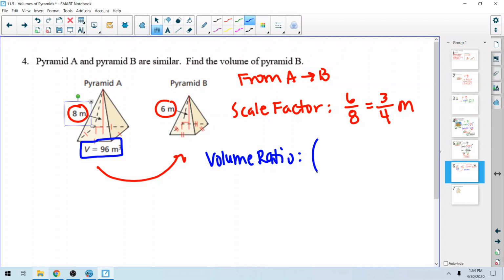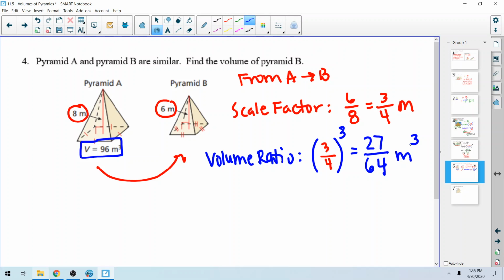which means you're going to take your 3/4, which is your scale factor, and you're going to cube it. And the reason you're cubing it is because you want to get to meters cubed, not just meters. So 3 times 3 times 3 is 27. 4 times 4 times 4 is 64 meters cubed. So 27 over 64 is your volume ratio.